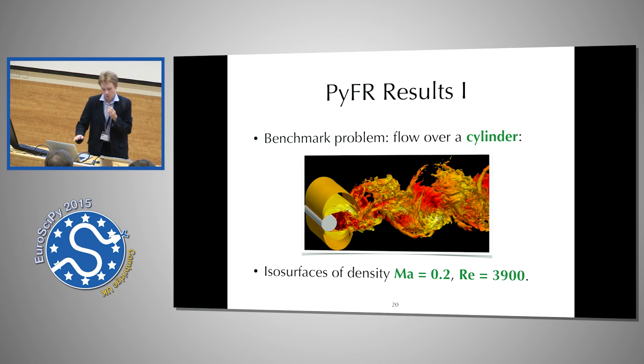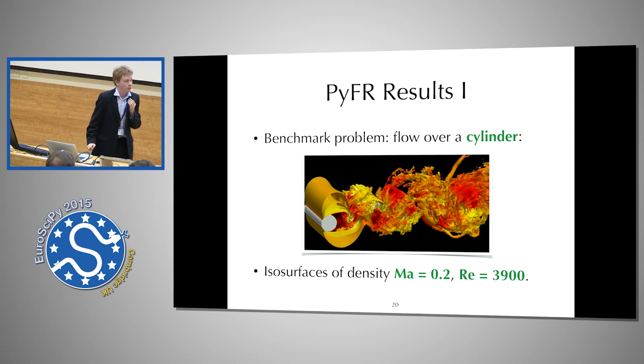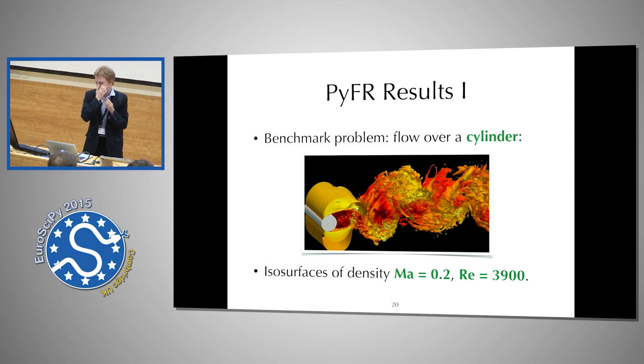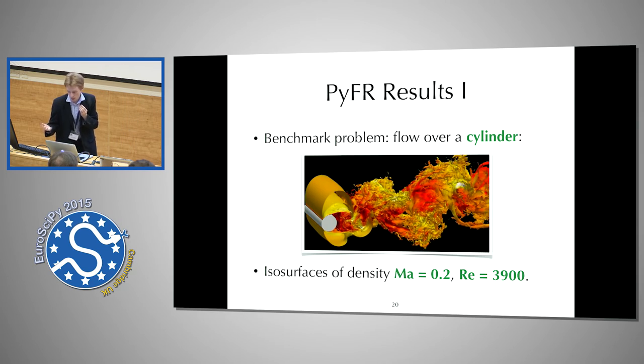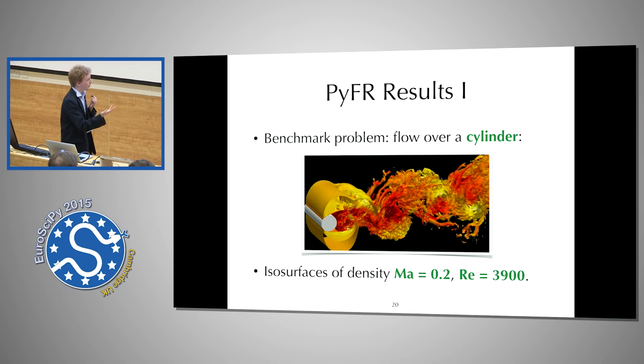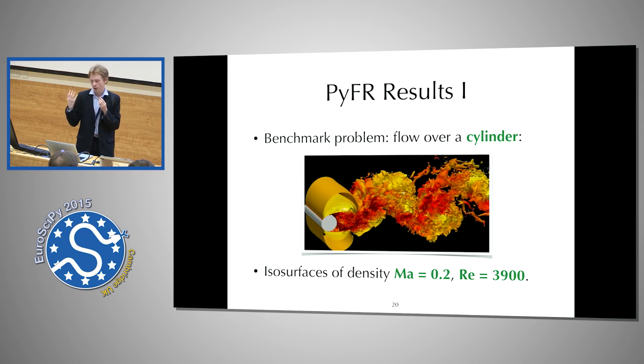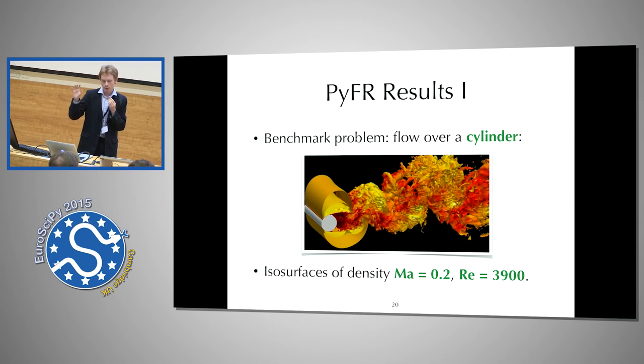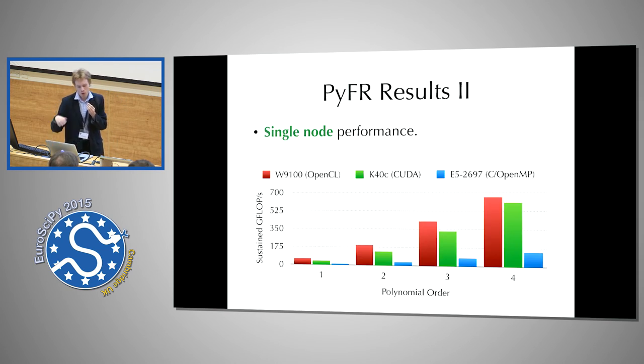So to give you some results from PyFR, we have a nice benchmark flow problem, which is flow over a cylinder at Reynolds number 3900, Mach 0.2. This is a nice test case, which has experimental data, and isn't too computationally intensive. So we've taken this problem, and we've looked at the single node performance of PyFR on three different platforms. We have an AMD W9100 GPU, which we target using OpenCL, an NVIDIA K40, and a 12-core Ivy Bridge CPU, which we target using C and OpenMP.